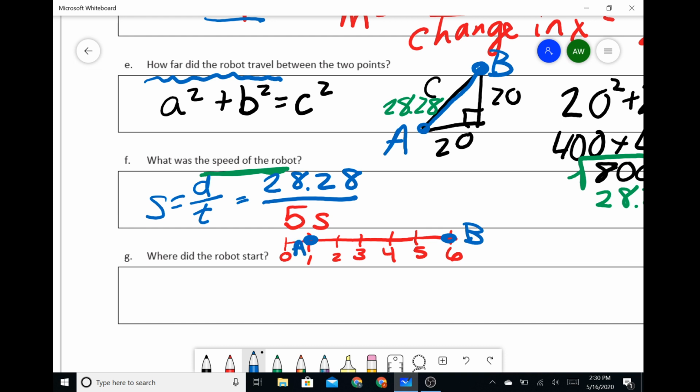So the amount of time that elapsed here is 5 seconds. 1, 2, 3, 4, 5 seconds, right? So we're going to take our 28.28 and we're going to divide that by 5. I'm doing this on my calculator, and it looks like I get 5.6. We can round up. So 5.66.